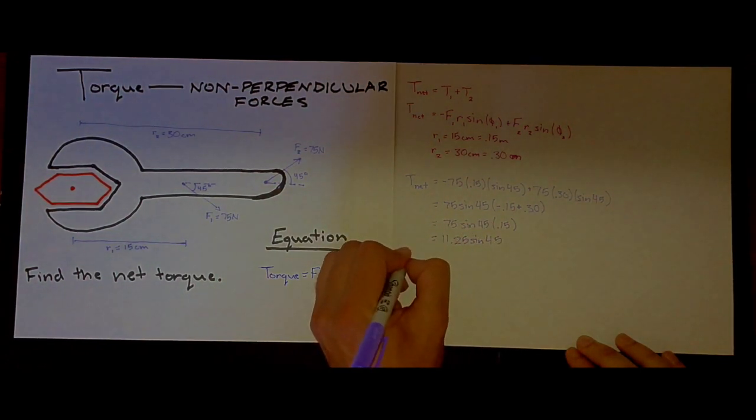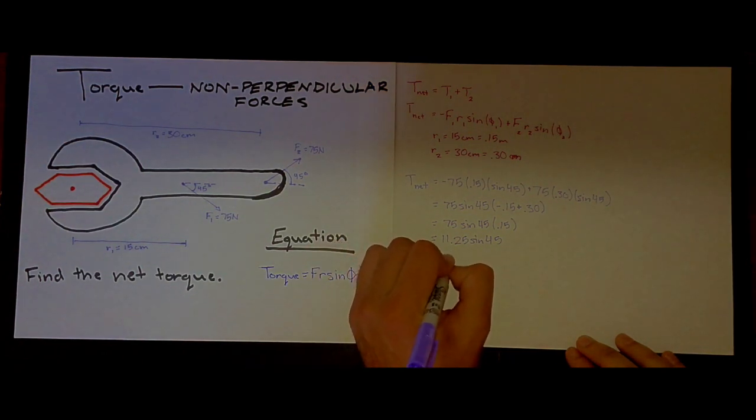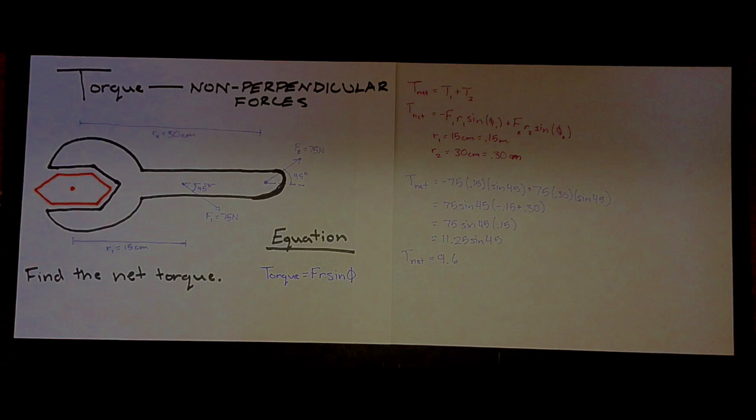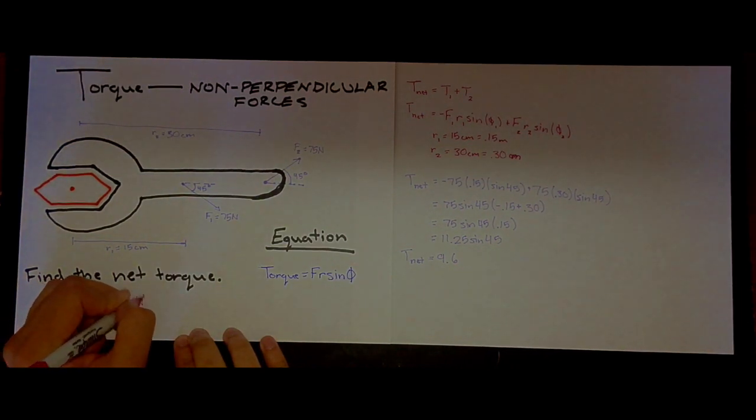and then through simplification, it equals 11.25 sine 45, which when solved out equals 9.6. This means that the total net torque created by these two forces is 9.6 Newton meters.